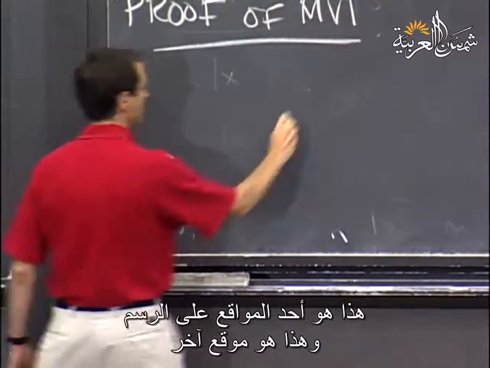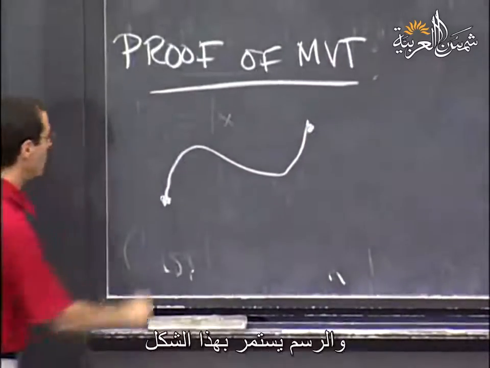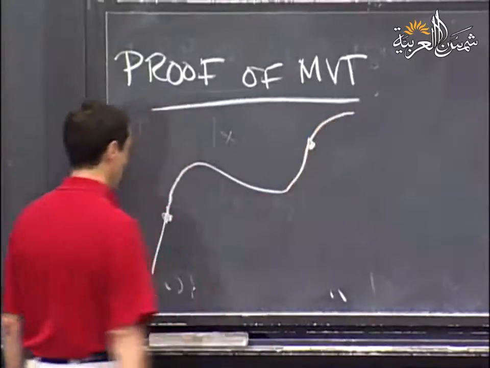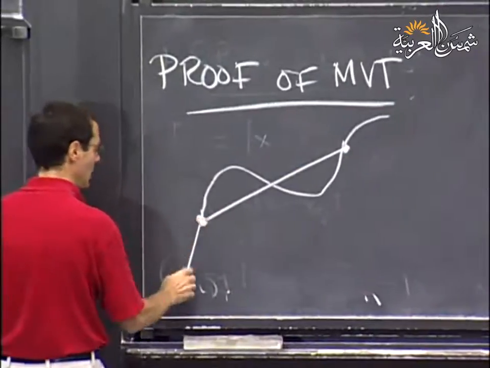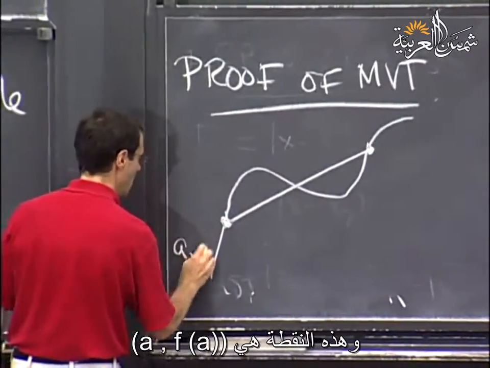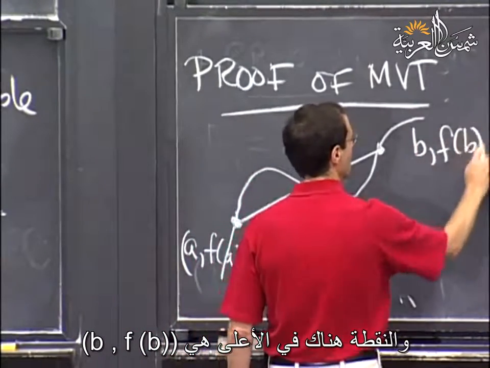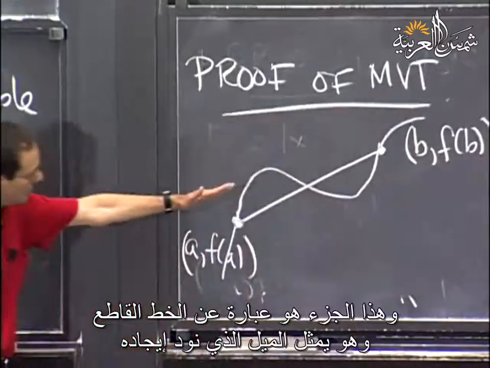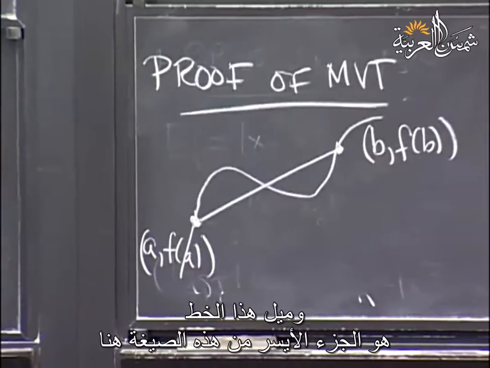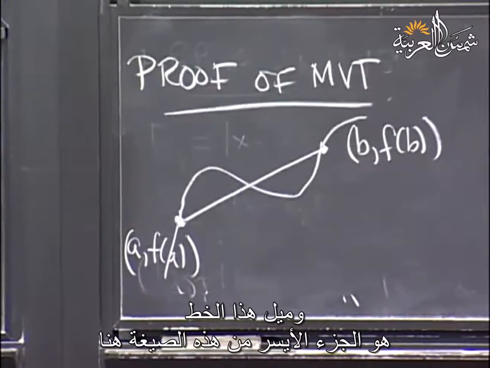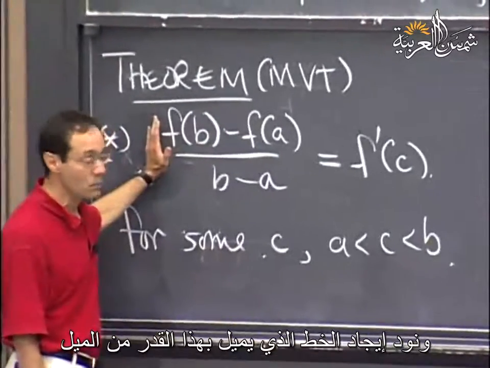So here's a place, and here's another place on the graph. And the graph is going along like this, let's say. And this line here is the secant line. So this is A comma f of A down here. And this is B comma f of B up there. And this segment is the secant, and its slope is the slope that we're aiming for. The slope of that line is the left-hand side of this formula here.